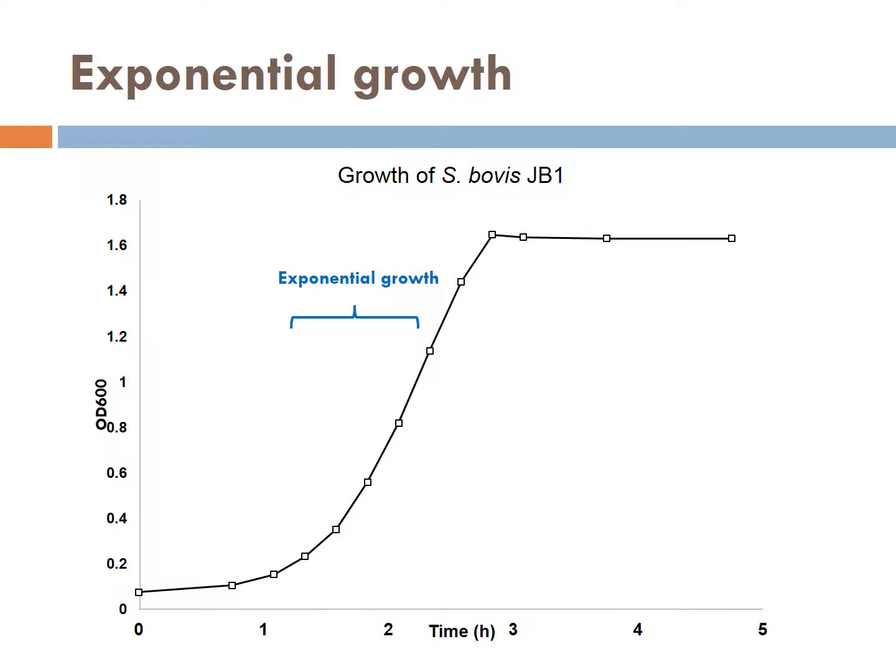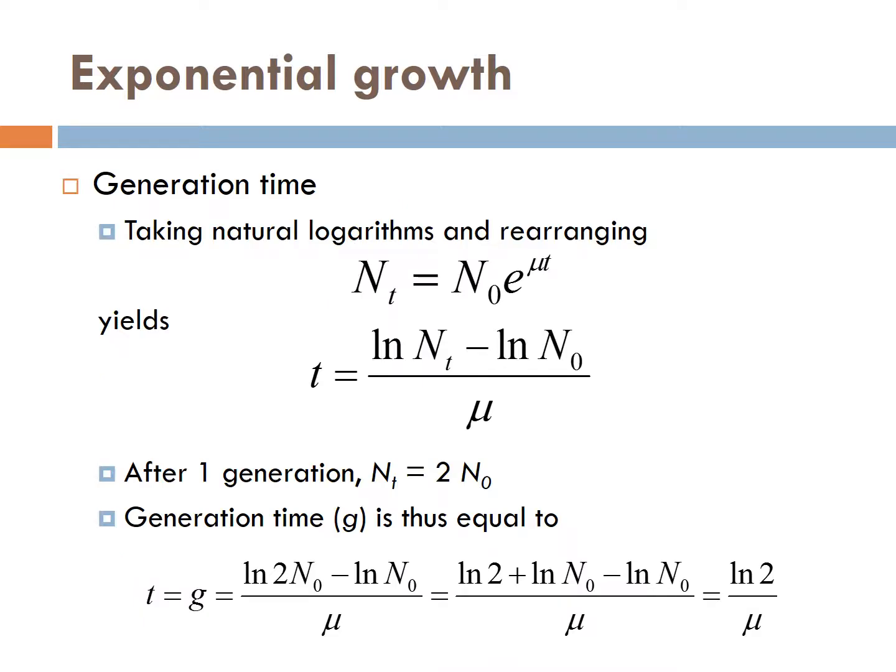We can see exponential growth manifested here with Strep bovis JB1. It maintains exponential growth for about 1 to 2 hours. During this time, its increase is rapid and proportional to the number of cells. The generation time refers to the time required for a microbial population to double.